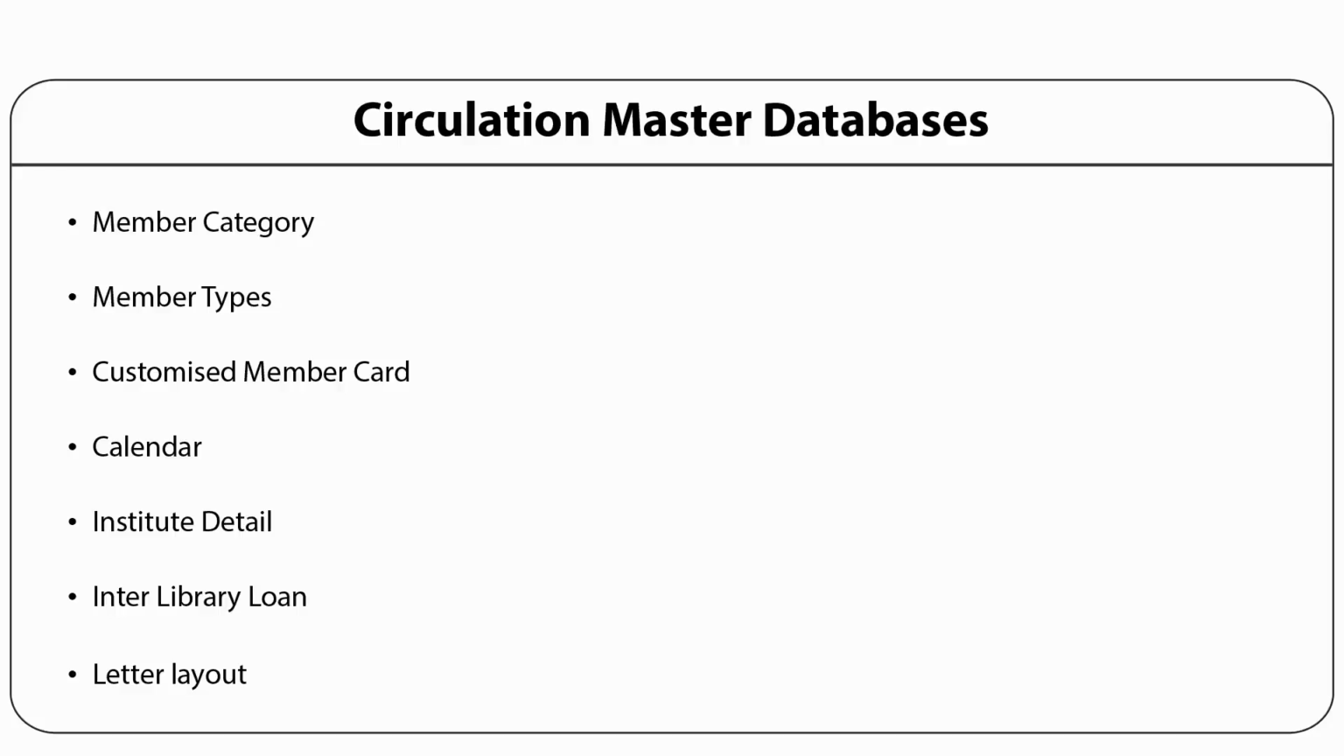Number 1, member category. Categories of various types of users are created and stored in this master with their borrowing or usage rights or privileges, etc. Under this member category, one should feed in detail like category code, membership duration, membership charges, membership dues allowed, and deposits charged and member expiry date.